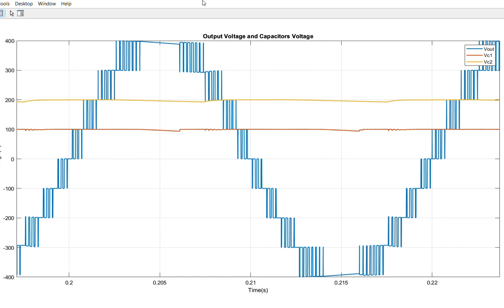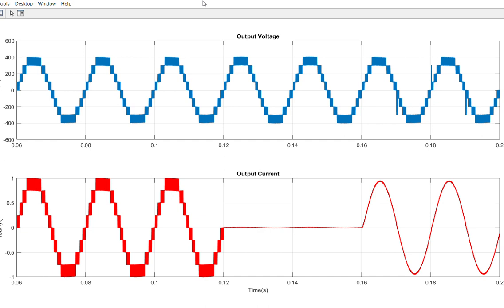And this is for output and capacitor's voltage at switching frequency 5000 Hz. It is evident that the generated output voltage consists of 9 levels of voltage with a maximum peak value of 4. And this is for the inverter's output voltage and current for load change.